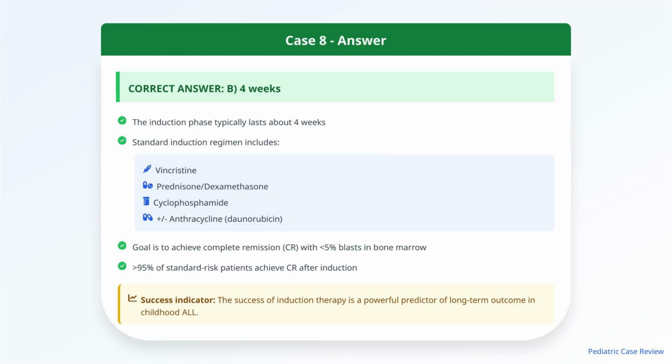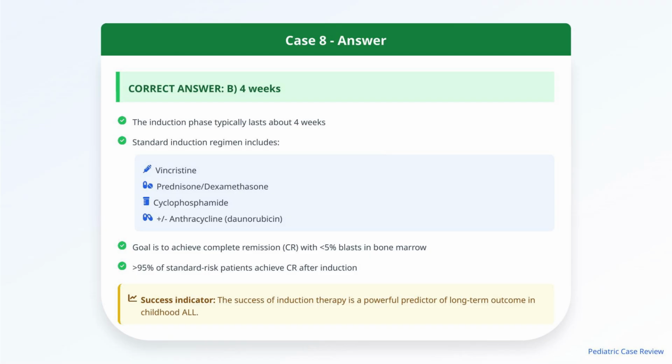The induction phase of treatment for standard-risk B-cell acute lymphoblastic leukemia typically lasts about 4 weeks. During this phase, the goal is to rapidly eliminate the majority of leukemic cells and restore normal hematopoiesis. As noted in the provided information, standard induction regimens include vincristine, prednisone or dexamethasone, cyclophosphamide, and possibly an anthracycline such as daunorubicin. The success of induction therapy is measured by achieving complete remission, defined as less than 5% blasts in the bone marrow at the end of induction.